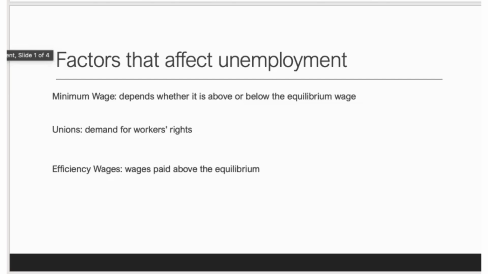The problem comes whenever equilibrium is at $7 and the government says minimum wage is $8. Suddenly, you're not at equilibrium anymore, you're above it. And the space between the supply and demand curve is unemployment.